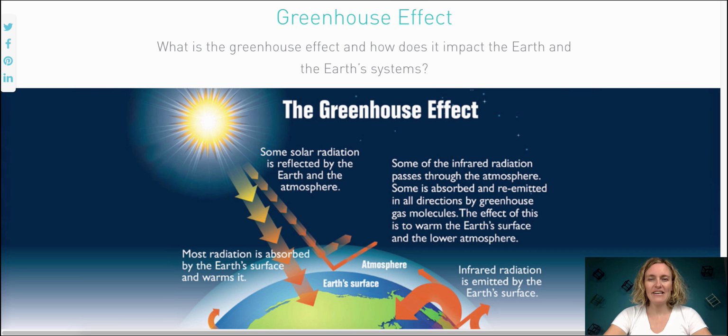The experiment titled Greenhouse Effect has the students exploring the greenhouse effect using a mason jar and the temperature sensor, and then they determine how it impacts the Earth and the Earth's systems.